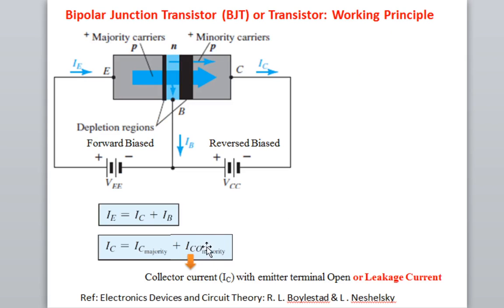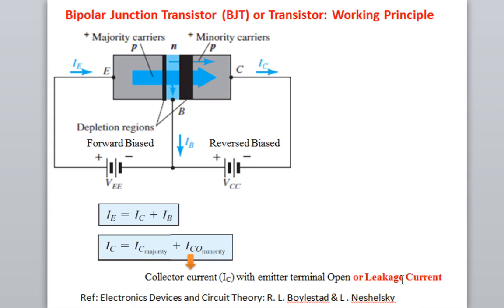So this simple notation of the current due to minority charge carriers is ICO, that is, collector current with emitter terminal open, or this is also known as the leakage current. This leakage current has a very important role in determining the stability, in determining the operating point or Q point of a transistor when we use the transistor for amplification purposes. So I will discuss the leakage current in detail.